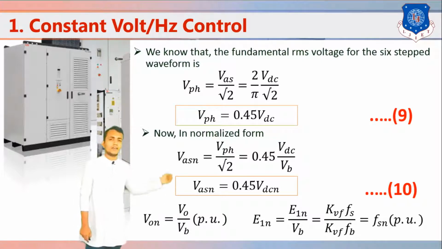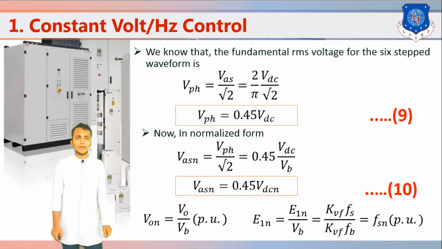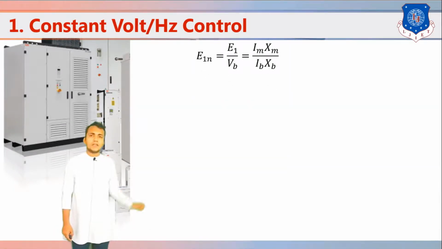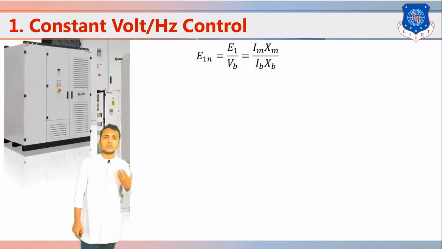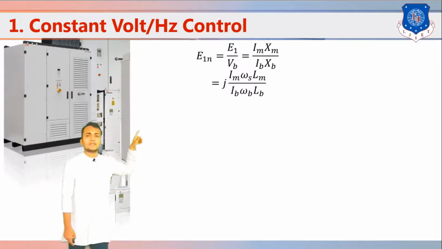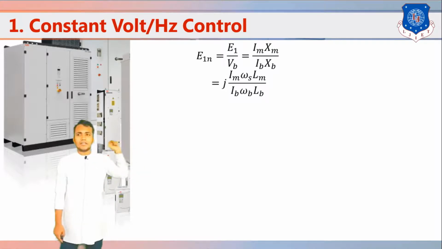So we can write here KVL cancel, and it can be written like FSN, in per unit system. Now here E1n is equal to E1 divided by VB, and here we can write voltage that is equal to Im into Xm and Ib into Xb. So that's why we can write here like J. So we divide this by Xm. Okay, so Xm is equal to J Im omega S into Lm divided by Ib omega B into Lb.